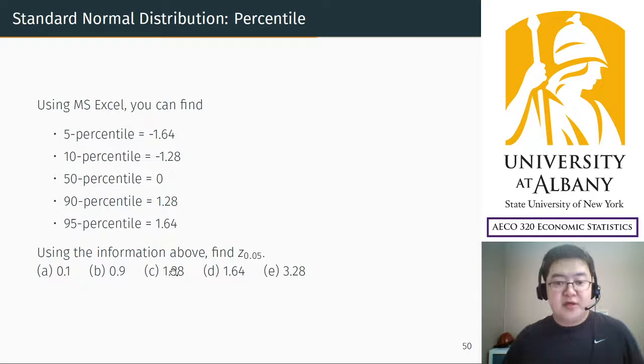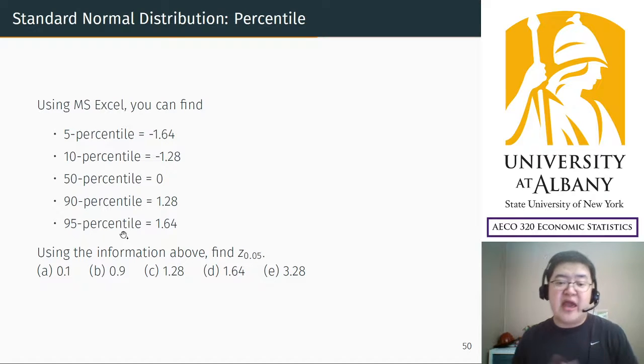Hi again. We considered this problem at the end of the last video. I asked you to find z subscript 0.05, which is 5%. So it means top 5% value. So top 5% equals the 95th percentile. Percentile calculates from the bottom. This notation calculates from the top.